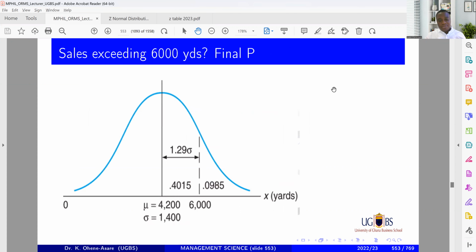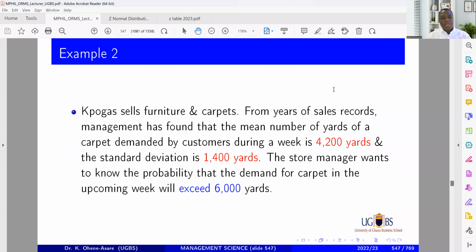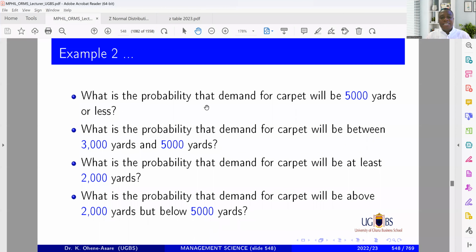Let's go to the next one. The next part of the question, look at it here. It says: what is the probability that demand for carpet will be 5,000 yards or less? If I was with you, I would have gone around to see how you draw that. What is the probability that demand for carpet will be 5,000 yards or less?